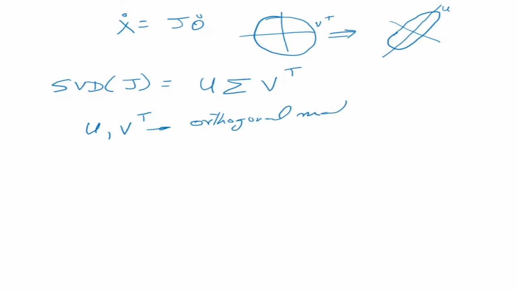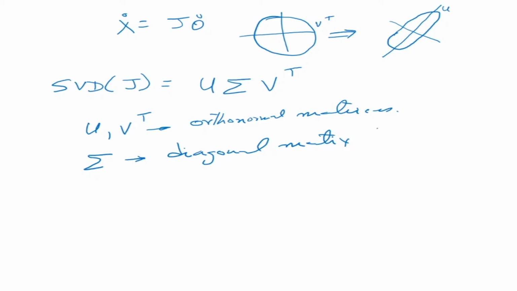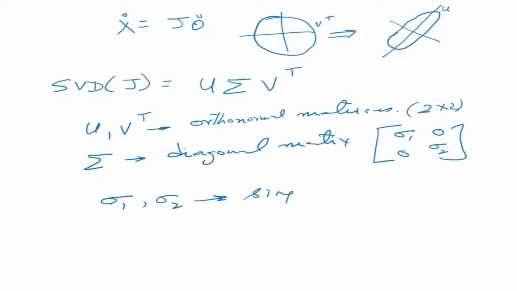So orthogonal matrices. Okay, and this is called a diagonal singular matrix. Diagonal matrix containing the singular values. So it is sigma 1 and sigma 2, 0, 0. In the case of 2D, this is 2 by 2 we are talking about, so it is like that. Okay, now what is sigma 1 and sigma 2? Sigma 1 and sigma 2 are what we call singular values.